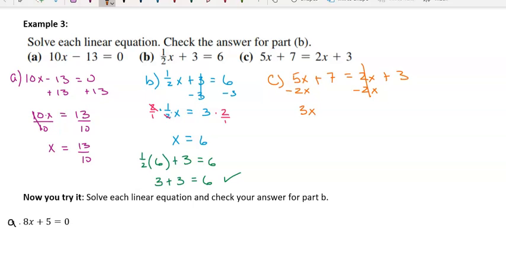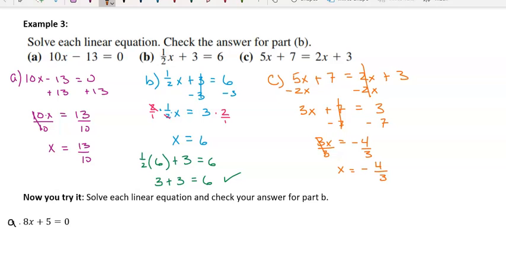Don't take the x away. The x is still there. We've got 5 x's minus 2 x's. That leaves us 3 x's. All right, so now we've got plus 7 equals what's left on the right side, which is 3. Now we're going to subtract the 7. And we're going to get 3x equals 3 minus 7, which is negative 4. Okay, so now we've got 3 times x. How would we get rid of the 3? We're going to divide. And we've got x equals negative 4/3.